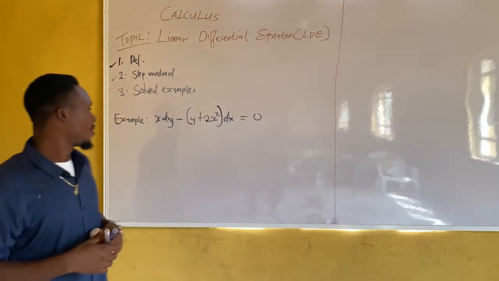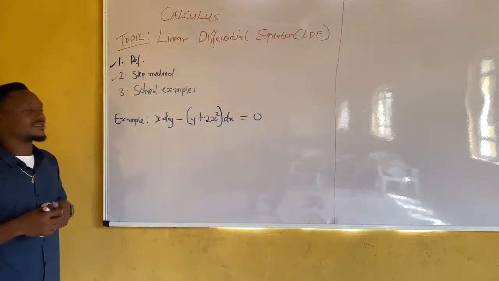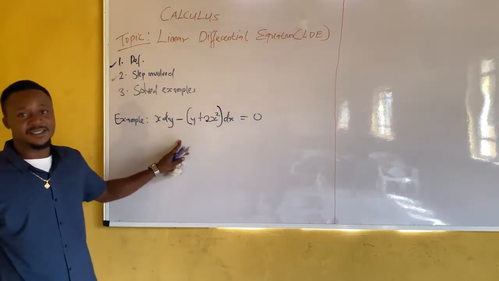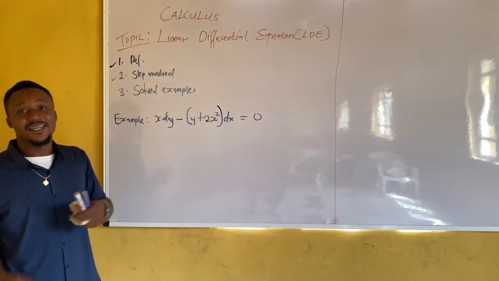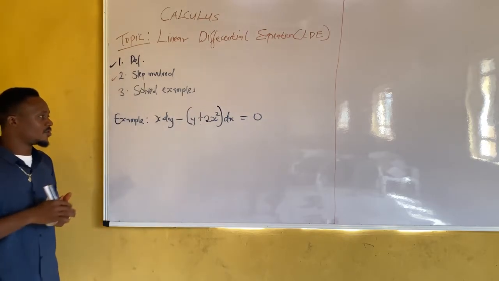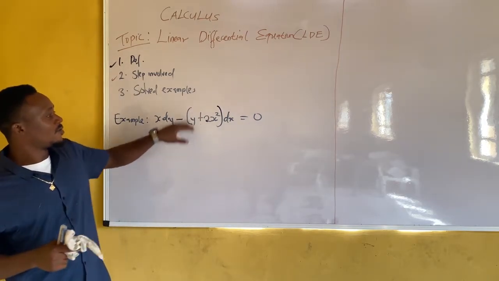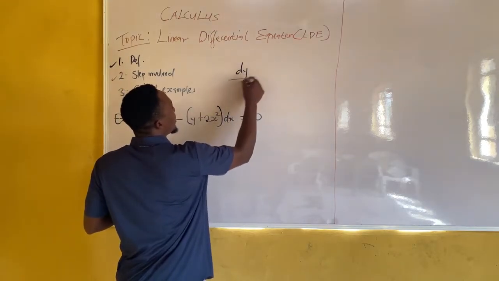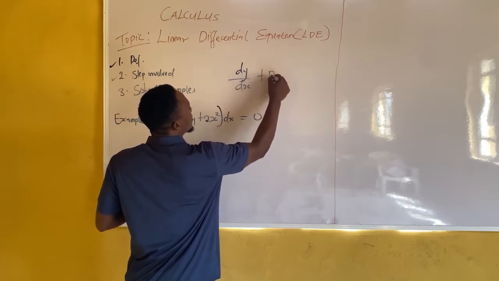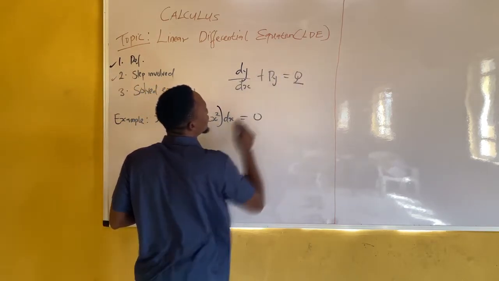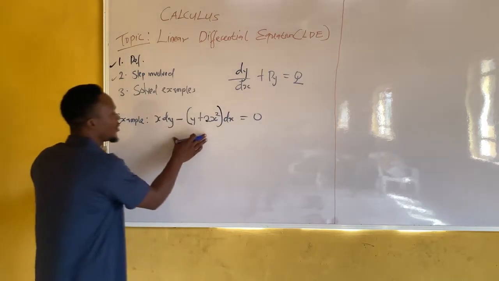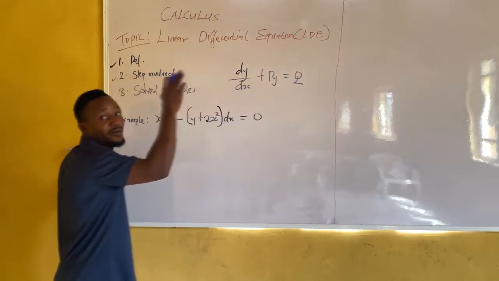We are going to be looking at the third aspect, which is solved examples. And we have an example on the board already. We are going to resolve this example using the steps we have explained earlier. Now, the first thing to do is to simplify this equation to this format. Let the equation be of this format: dy over dx plus py is equal to q. This is the general format of a linear differential equation. So we are going to make this equation look like this before we can proceed.